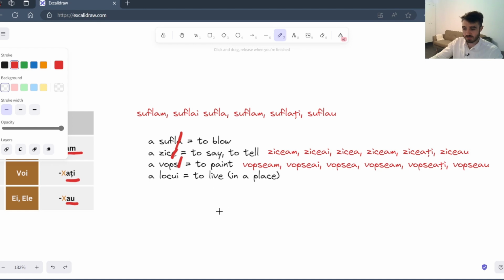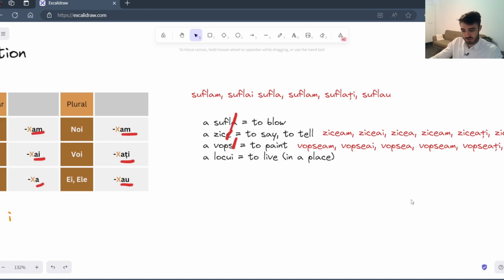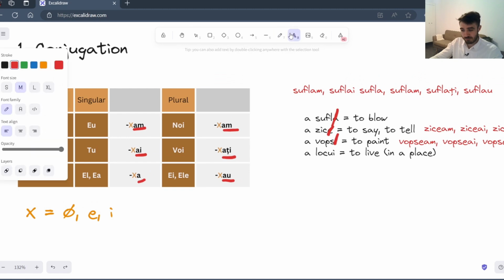It will not be vopseam. Although you might hear some people, some Romanians struggling with education saying that or writing that, or some accents as well. It really depends. And then finally we have here a locui, which is one of those last ones where you put the I. So try maybe to make it yourself if you want. Pause the video. If not, I can go and try to do it myself here.